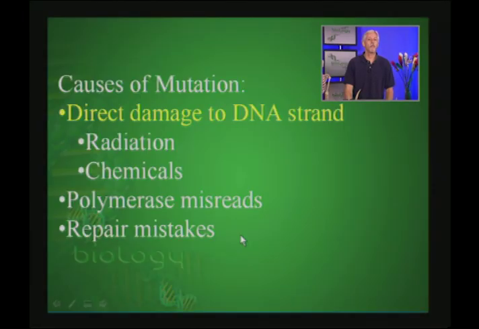All right, so as we look at causes of mutation, some mutation is caused by direct damage to the DNA strand, and some of the things that can damage the DNA strand include radiation as well as chemicals, and we'll talk about these in a second. Also, what are known as polymerase misreads, and we'll talk about that in a little more detail, as well as mistakes in repair to DNA, so that when DNA is damaged, there are enzymes that can repair that damage, but sometimes mistakes are made there.